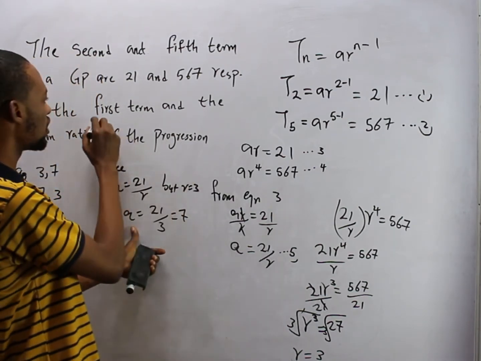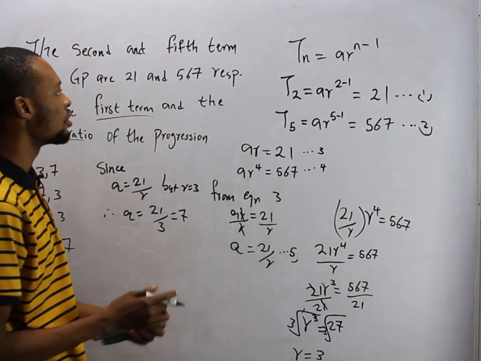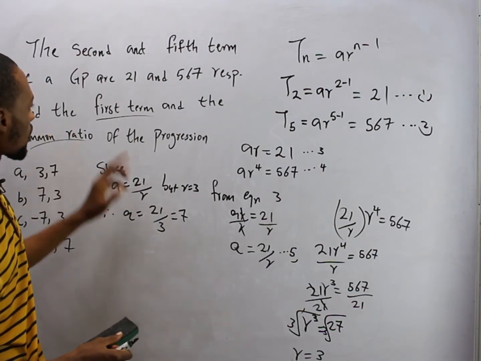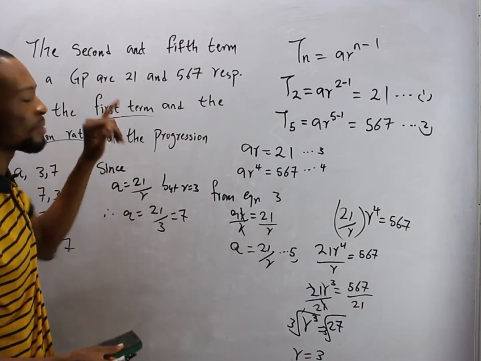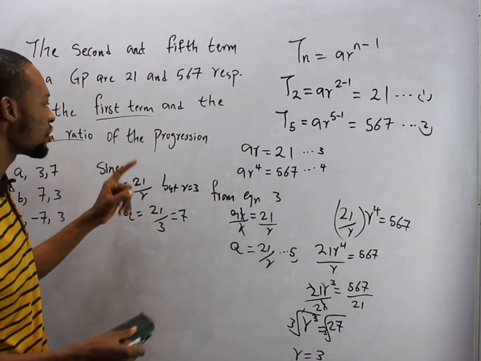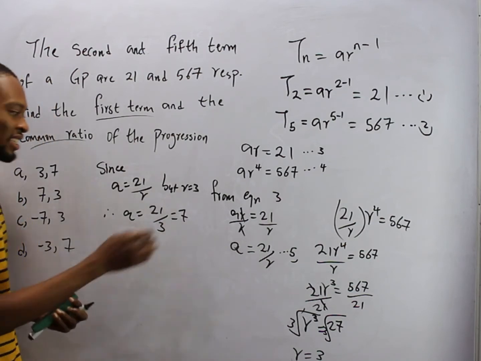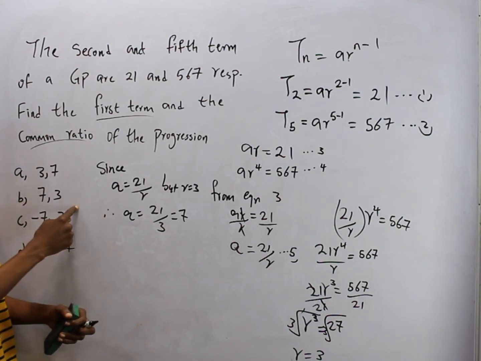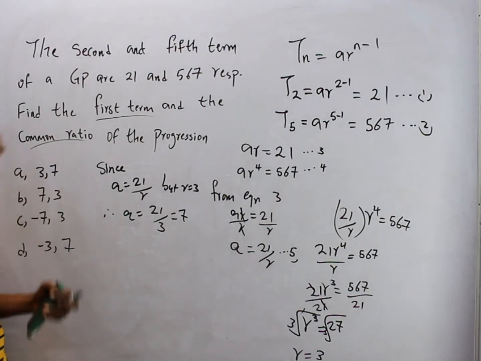They say we should look for the first term and common ratio. So a is the first term, r is the common ratio. But look at how they put it. They said we should look for the first term and common ratio. That means first term first, right? Then common ratio next. So look at this. The answers we got are 7 and 3, right? If you see option B, you have 7 and 3. Option A, you have 3 and 7, right? So you may be wondering which is the correct option.